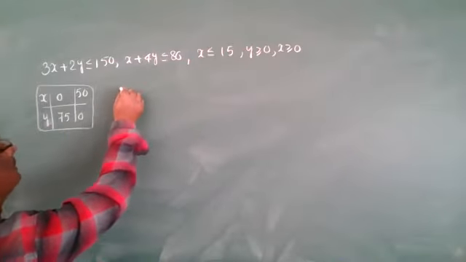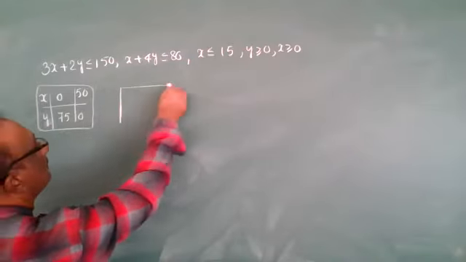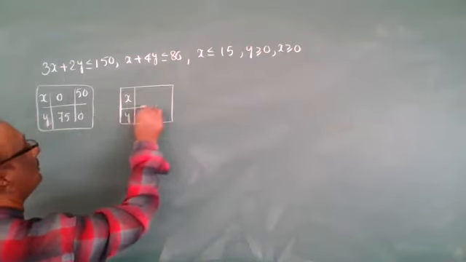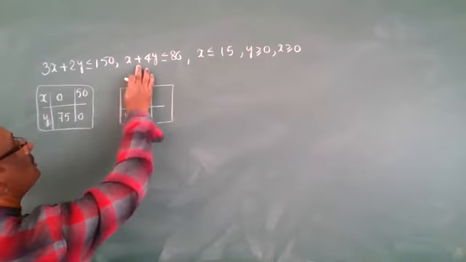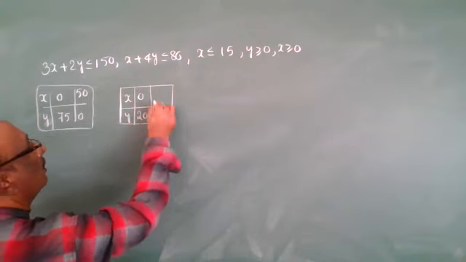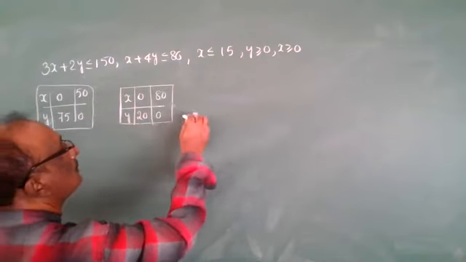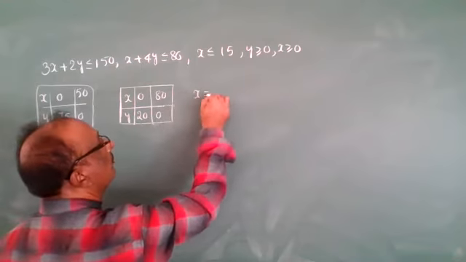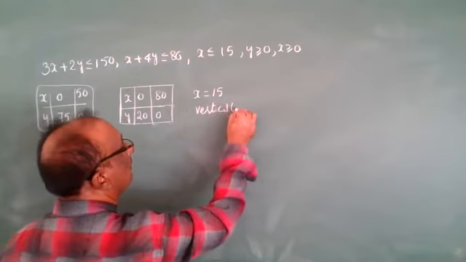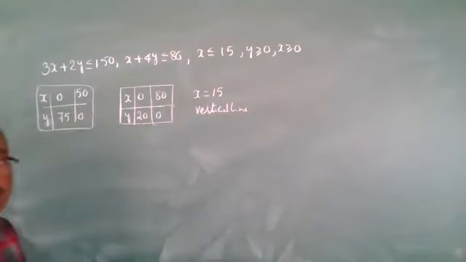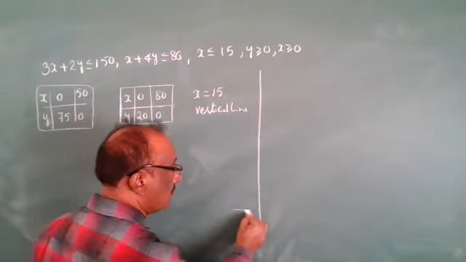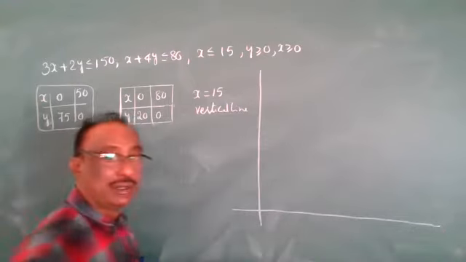Second table, you can see. Everyone, prepare the second table for x, y. x is 0, y is 20. y is 0, x is 80. And x is equal to 15 is a vertical line. Right. You can draw the figure, everyone. Start drawing the figure.